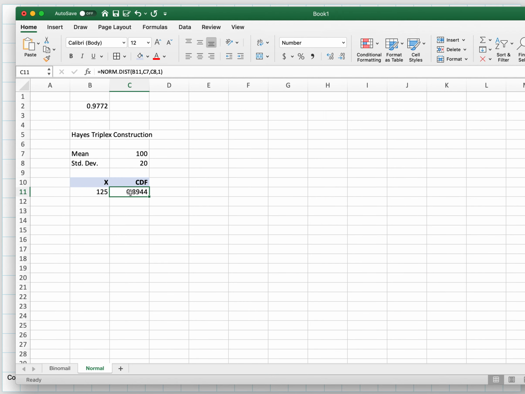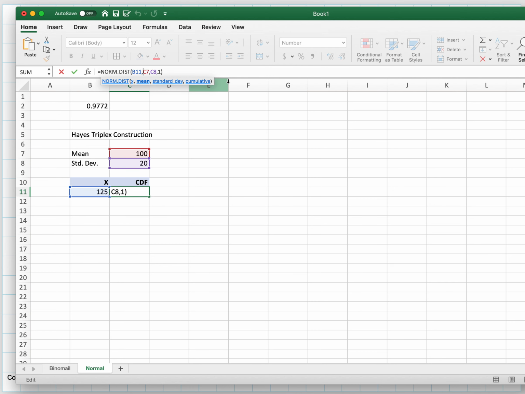Now, I still want to do the same thing here. I want to put the dollar signs around the C's for the mean and the standard deviation so that I can change these values.